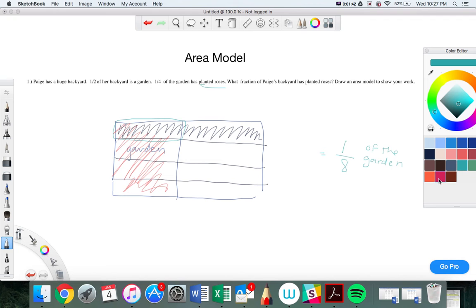We can also just use our multiplication. So we'll take 1/2 times 1/4. This is our number sentence for a story. And we can multiply across. 1 times 1 is going to give us 1. And 2 times 4 will give us 8. So this is a great way to check to make sure our area model is actually looking right and makes sense.